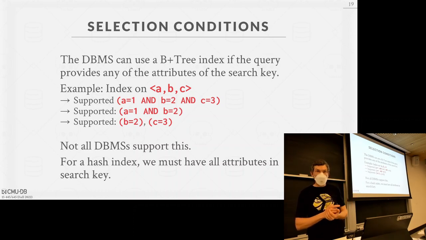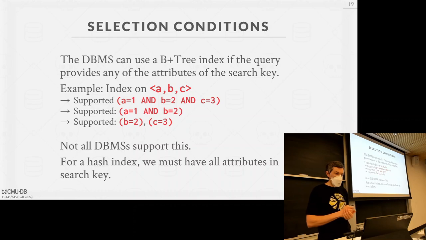a hash index. Yes? So in the example, when you do B equals 2 and C equals 3, because it started on A first, you have to check for all A and B. Yeah, we'll come to that, right?